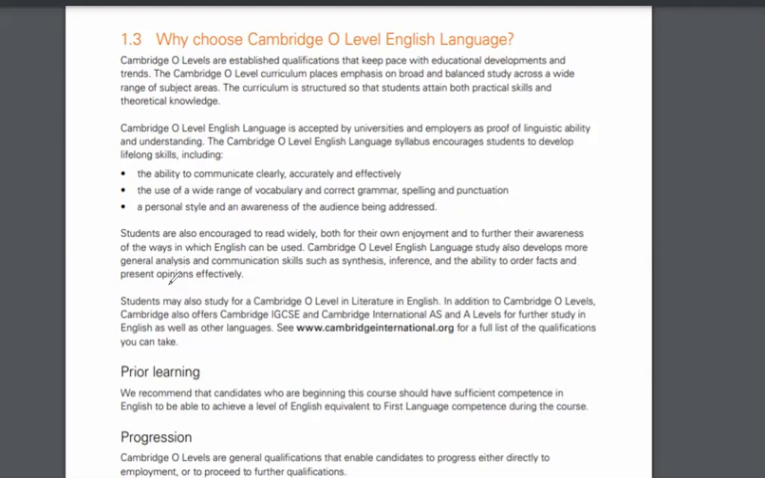Students may also study for a Cambridge O level in literature in English. Oh, this is something we do not need. All right.